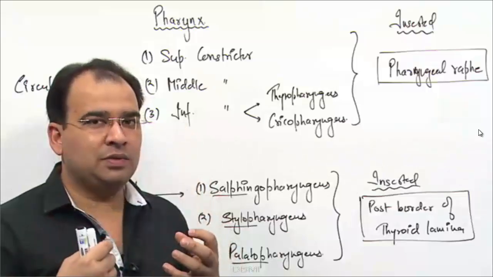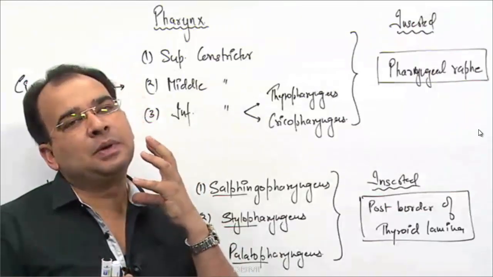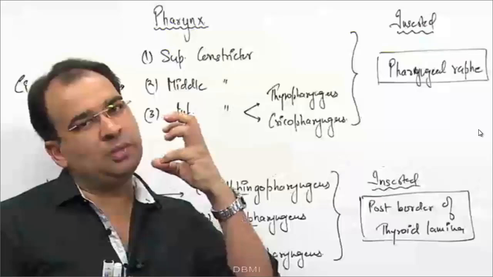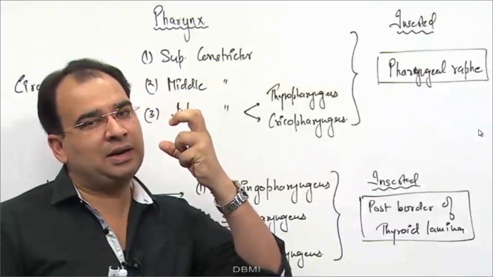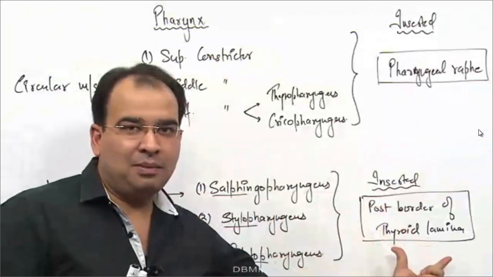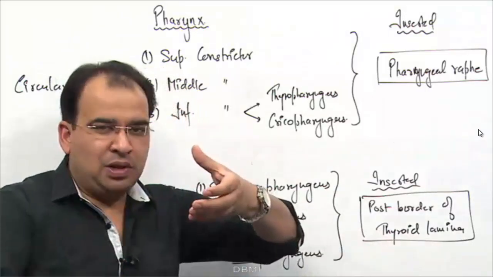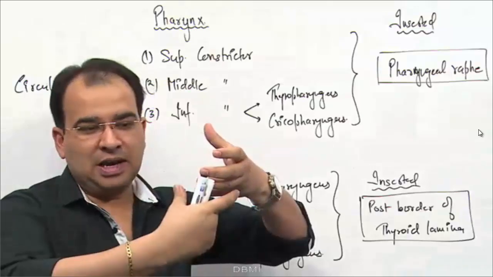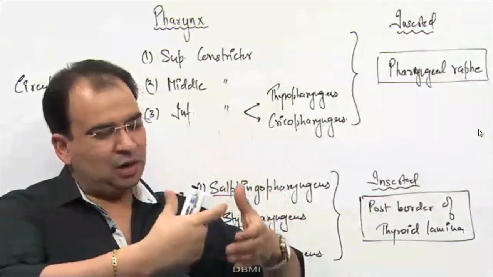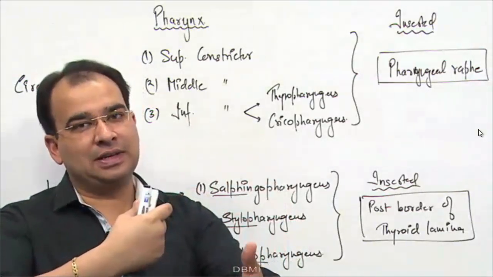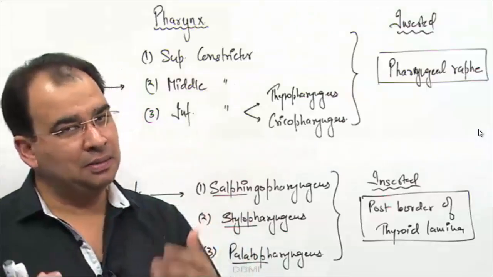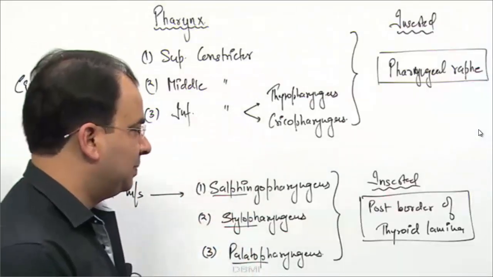Now when deglutition takes place, it is mainly because of the longitudinal muscles. When the longitudinal muscles contract, they will pull the thyroid lamina because they are inserted to the thyroid lamina. When the thyroid is pulled up, it will pull the cricoid cartilage along with it, because cricoid is attached to thyroid, and cricoid is attached to the thyroid gland, as we said yesterday, by a ligament called the ligament of Berry or suspensory ligament of Berry.